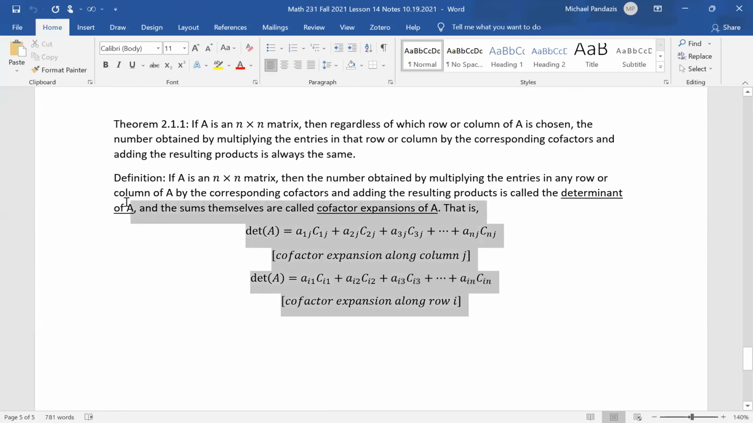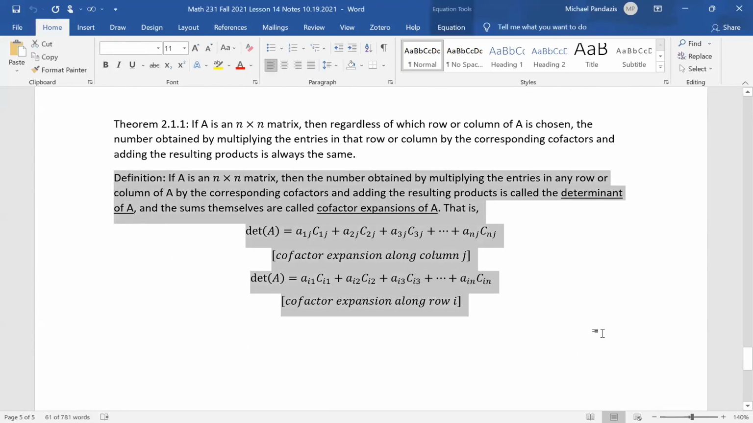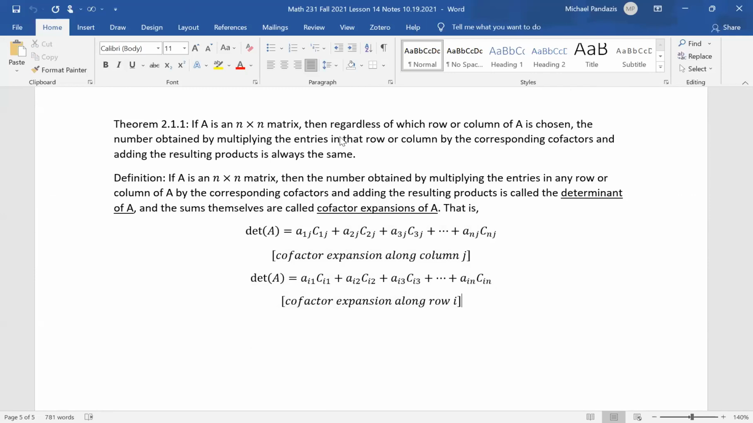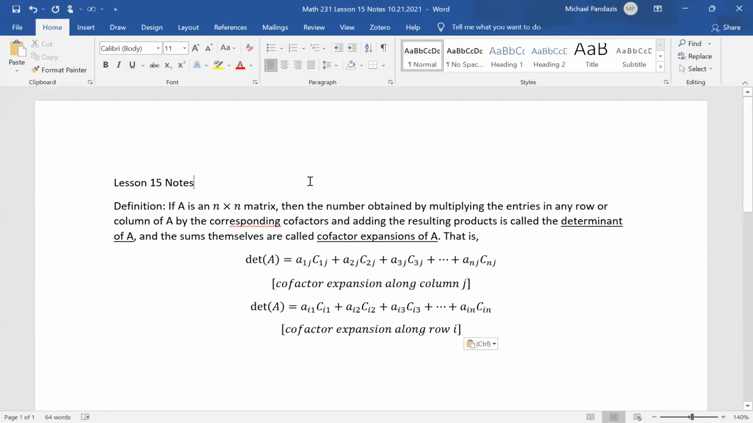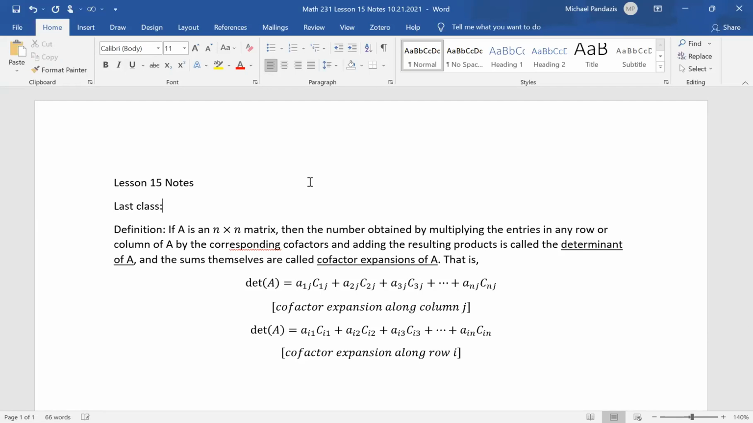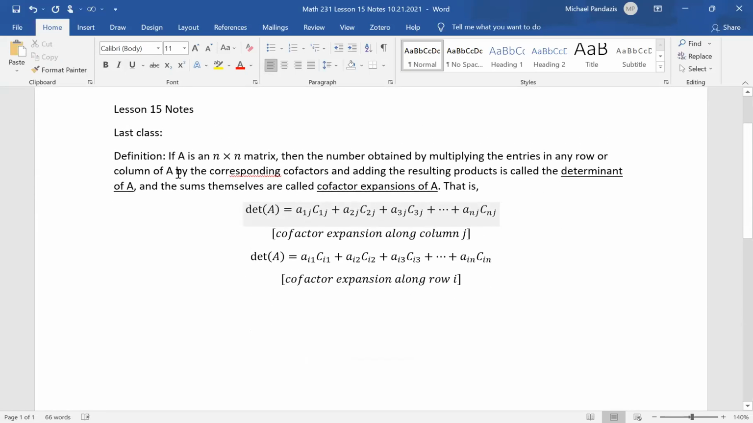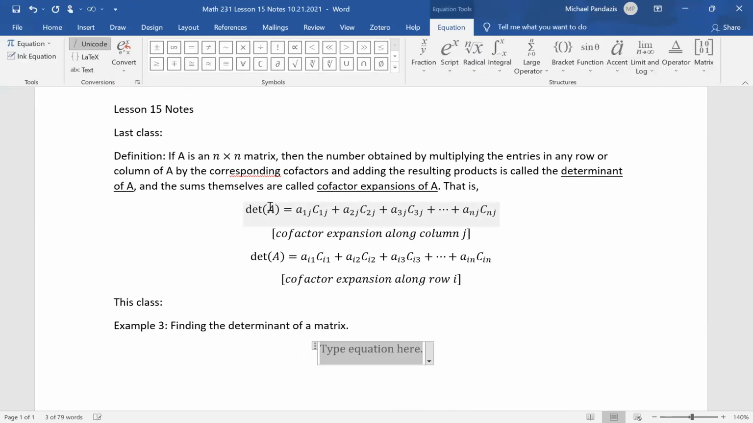Okay, so here at the bottom, I gave the definition of a cofactor expansion. What I'm going to do is bring this over to lesson 15. So this was last class. We ended with this definition of a determinant in terms of cofactor expansions. This class, I want to start by giving another example, I gave one example last class, of finding the determinant of a matrix.